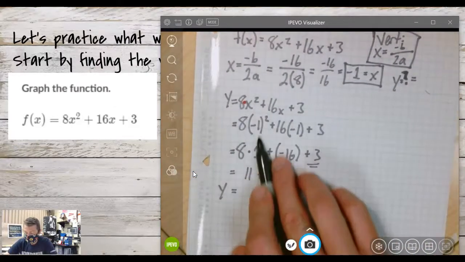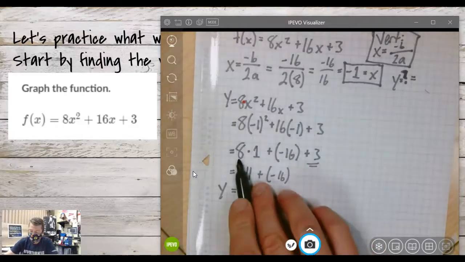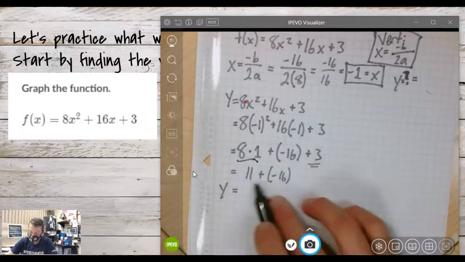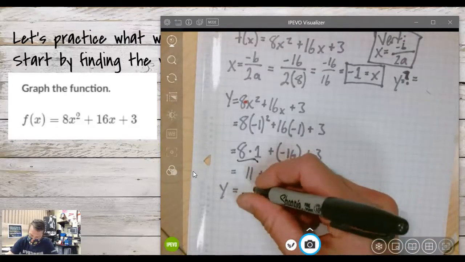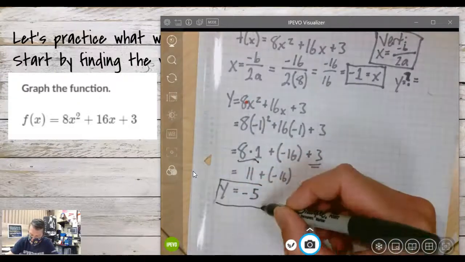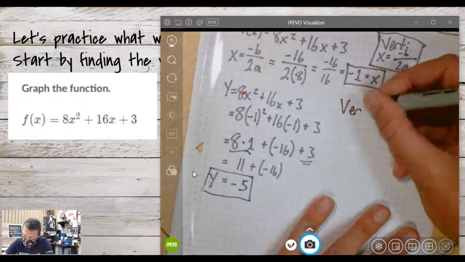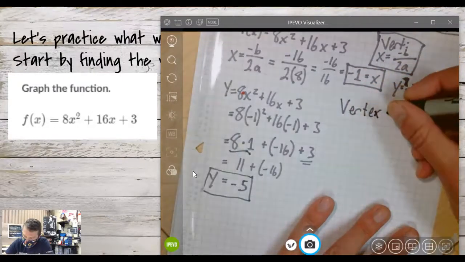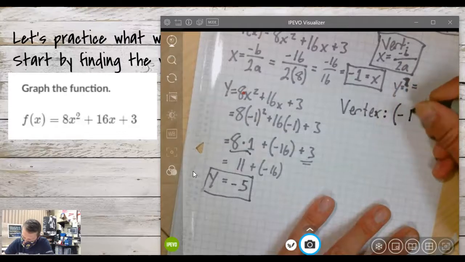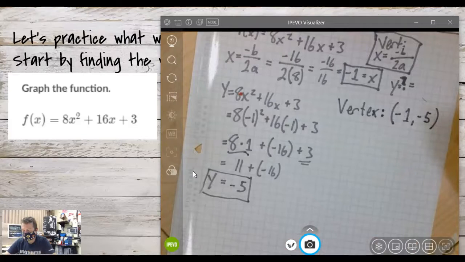So yeah, here it's just 8 times x squared. So the negative 1 squared was positive 1. And that's how we got down to here. The 8 and 3 made our 11. And we get negative 5, because negative 16 plus 11. So now we know that our vertex is negative 1, negative 5.